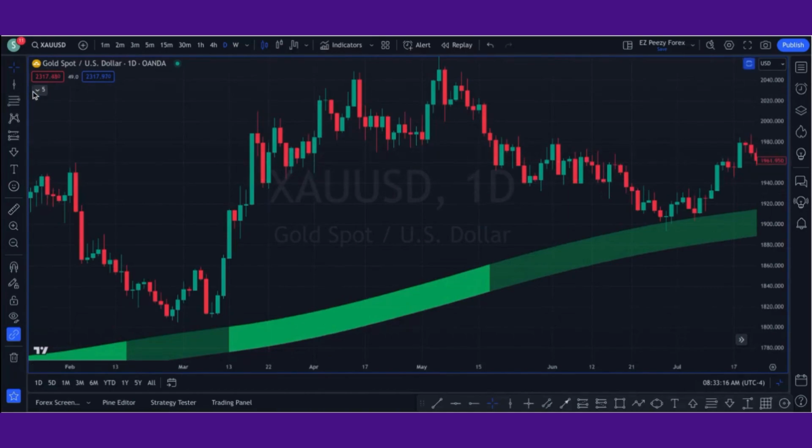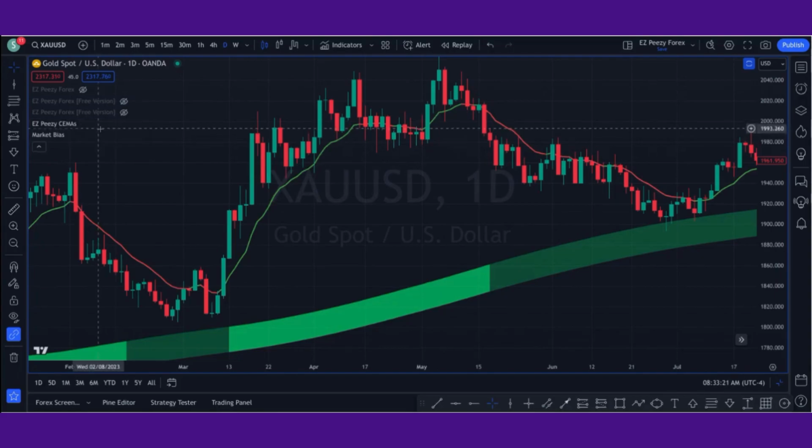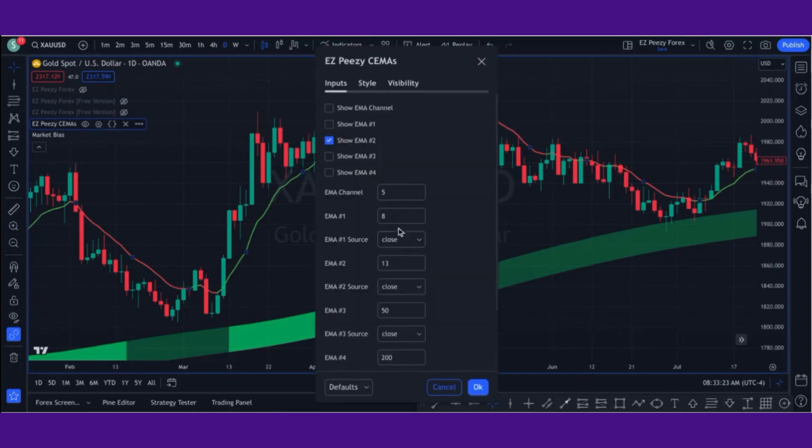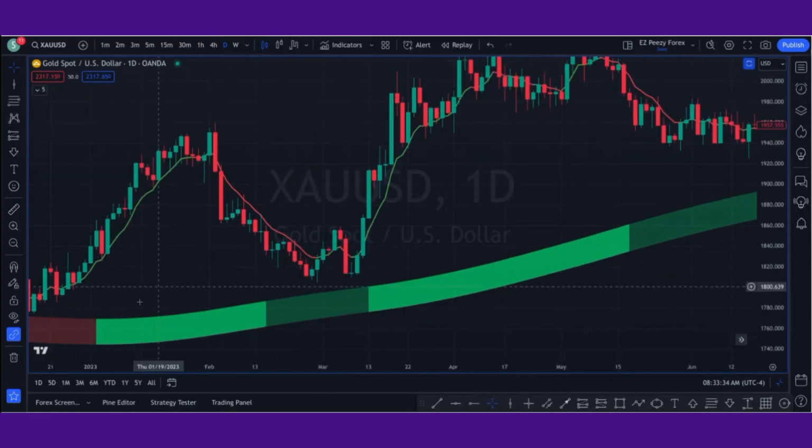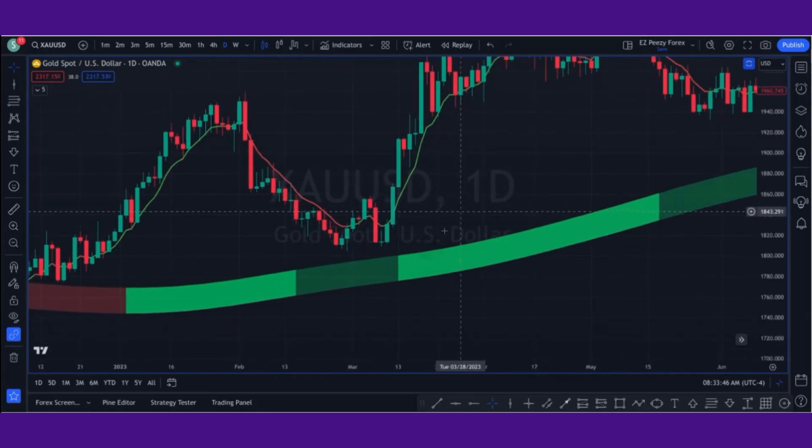So I'm going to now turn on my EZ Peezy color EMAs. I'm going to show you how you can use different ones, but let's start out with the 8 EMA, right? So if we're using the 8 EMA, we're saying if the market is bullish, I'm looking for a bounce off of it for an entry, or a cross for an entry, right? And that would be how I would trade it, especially in the pullback like this.